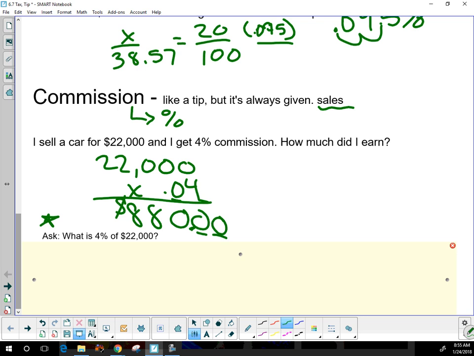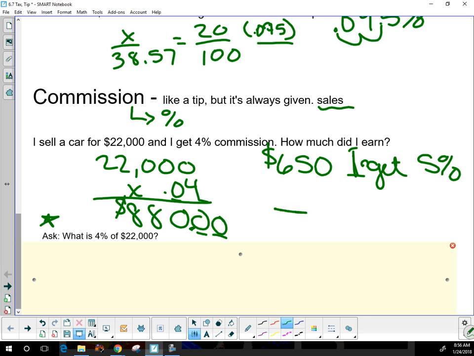Okay. What if I said, ooh, I earned $650 commission and I get 5%. How are you going to figure that out? How much? What value am I missing? I'm missing the total cost, right?